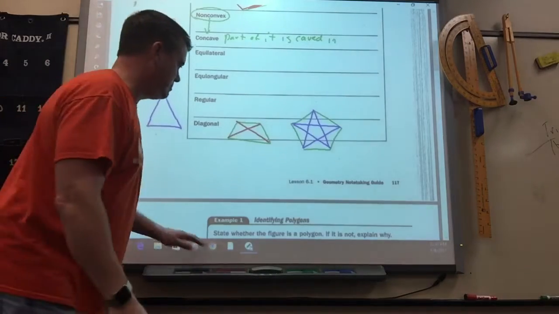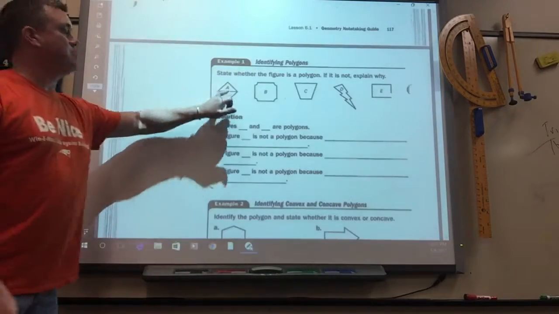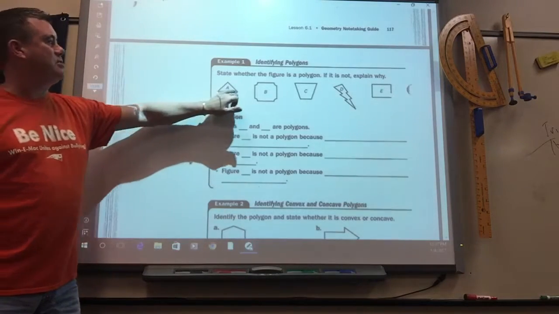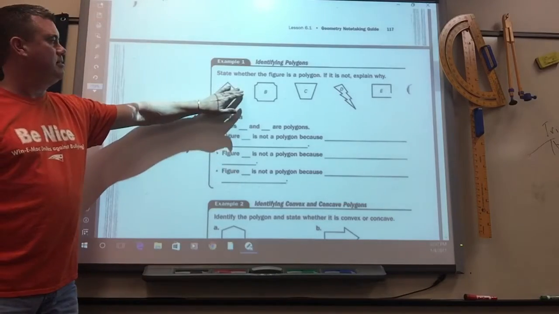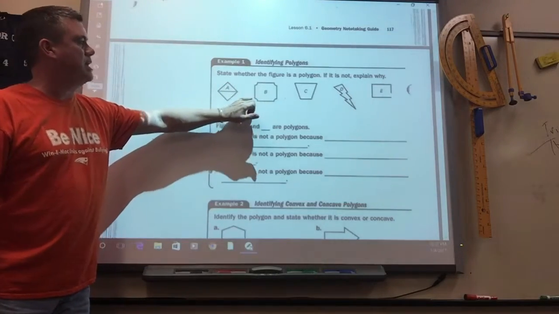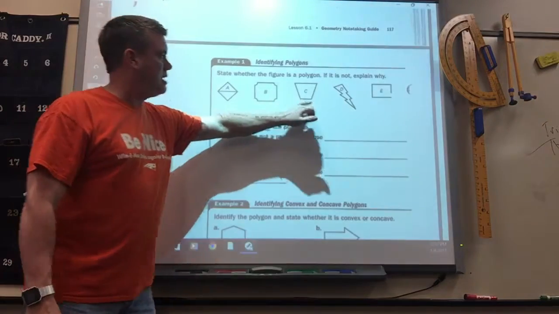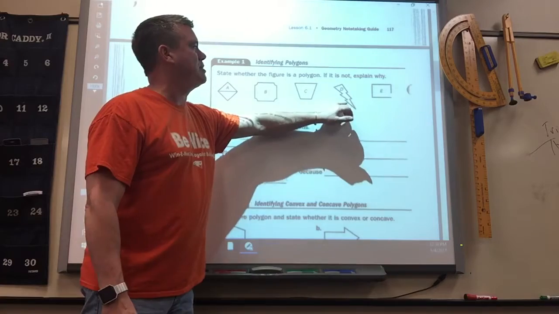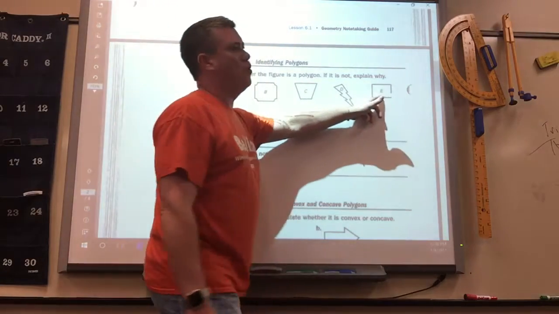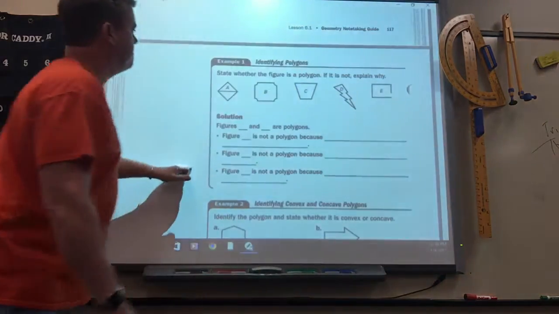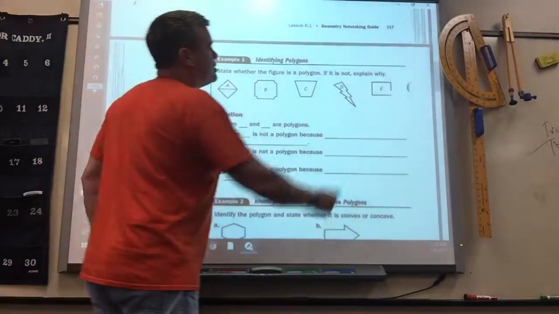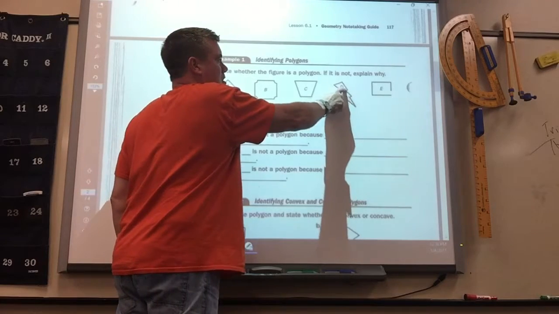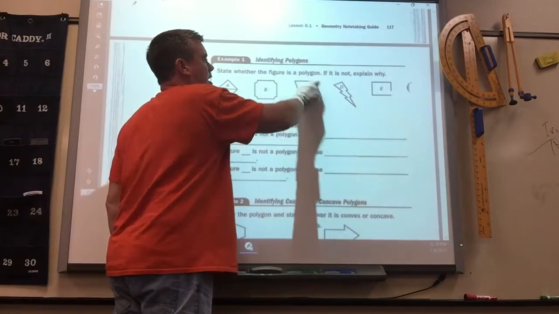Okay, is this a polygon? Yes. No, because these all intersect right there. Is this one? No, it's got curves. This one? Yes? No. Yeah, it is. Yep. It's closed and there's no curves and nothing intersects? No, because it's opening. Now this would be an example of a concave polygon because these parts are all caved in. This would be a convex polygon.